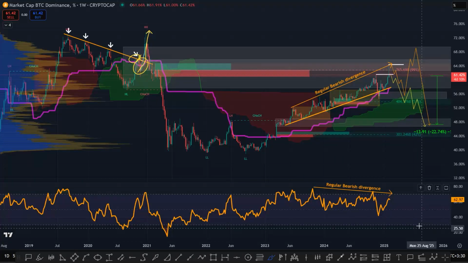Not to mention, if we check the RSI here, you can see that there is a clear regular bearish divergence. We form higher highs on the dominance, while in the RSI we form lower highs. So all things are aligned together, and all of them are pointing towards money flowing out of USDT and stablecoins and going into the altcoins, meaning we expect an alt season in the next few months.